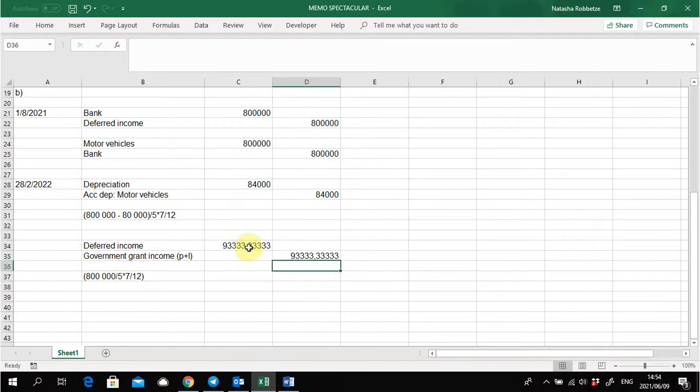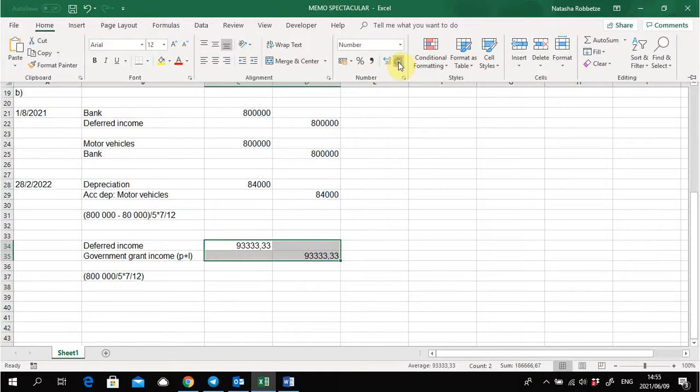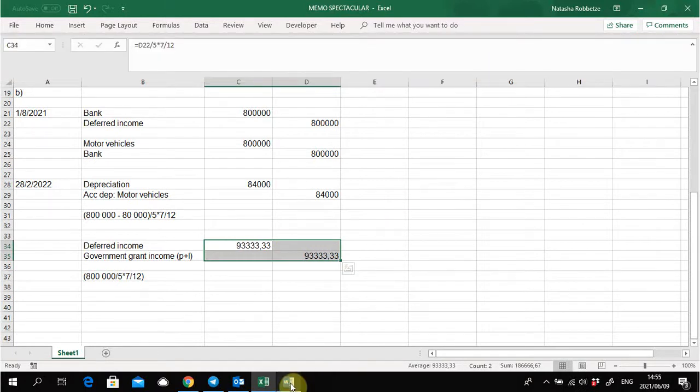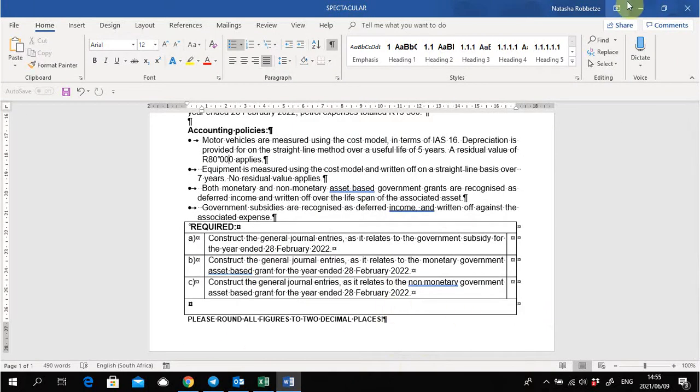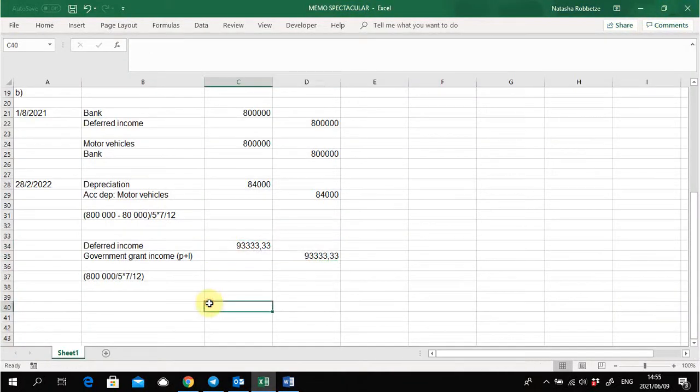So here I'm going to take my 800,000 divided by 5 times 7 months. And I just want to round my figures to 2 decimal places. The question does instruct us to do that at the very bottom: please round figures to 2 decimal places. Alright, and that is basically the entries that would have been done for the monetary grant that is asset-based.